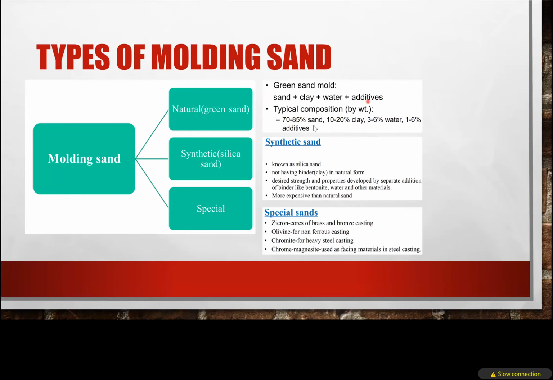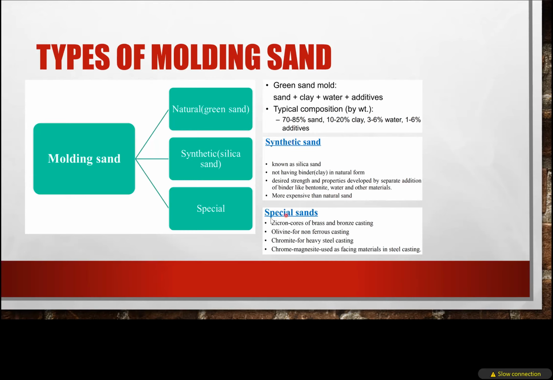Okay, so clay is the binder. Generally we say sand, binder, water, additives. So clay is the binder here. Then synthetic sand, also known as silica sand, does not have a binder. What is the difference between green sand and synthetic or silica sand? It doesn't have any binder. Desired strength and properties are developed by separate addition of binder like bentonite, water, and other materials. It is more expensive than natural sand. Synthetic or silica sand is very much more expensive than other sands.